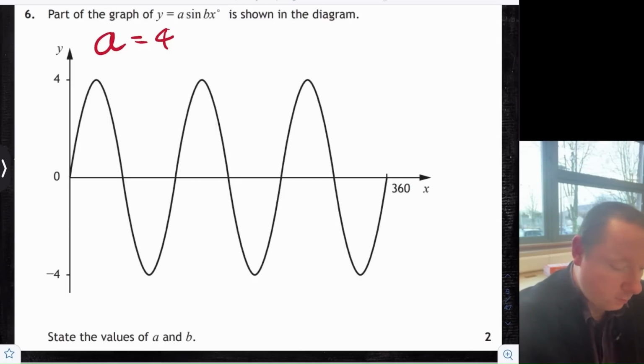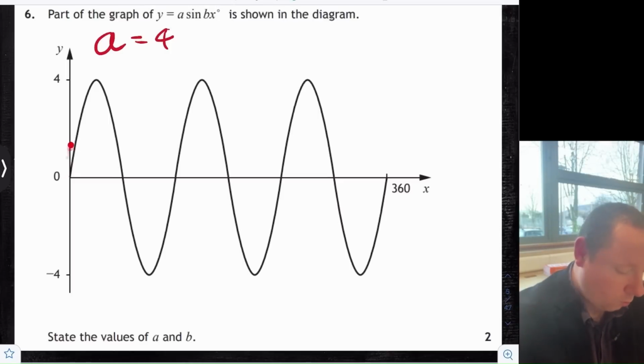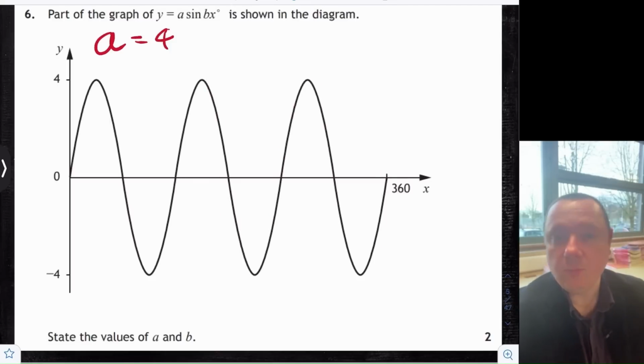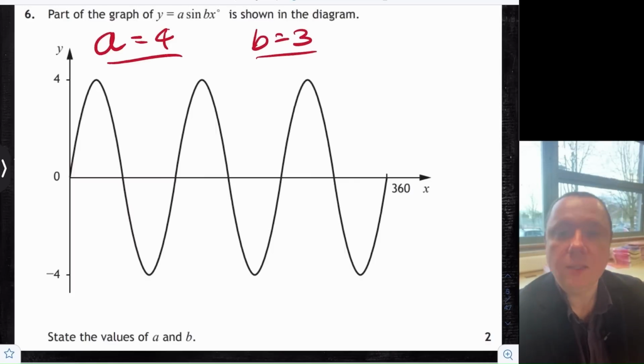To get the other number, if it's a sin bx like this, it tells us how many waves up to 360. So I've got 1, 2, 3 waves up to 360. I'll do that again. 1, 2, 3 waves up to 360. So b equals 3 for the second mark.